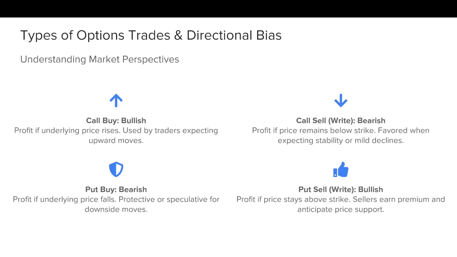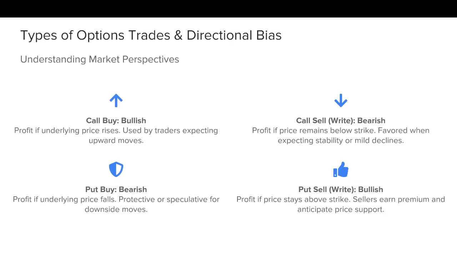Now understand this market perspective. This is very simple, everybody knows, still we repeat. If you are buying a call, you are bullish. So profit if underlying price rises, correct? So it is used by traders expecting upward moves like us, scalpers. Number 2 is call sell, which is you write a call. Profit if price remains below strike, favored when expecting stability or mild decline. So a call buy is bullish, a call write is basically bearish.